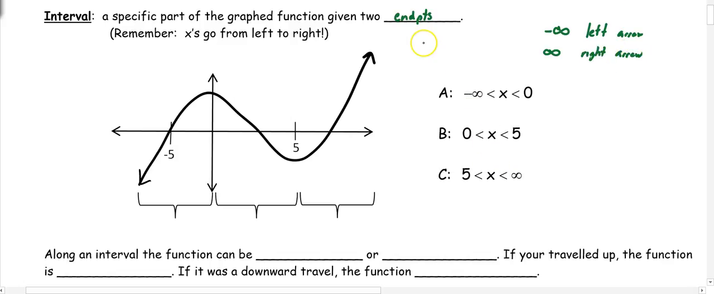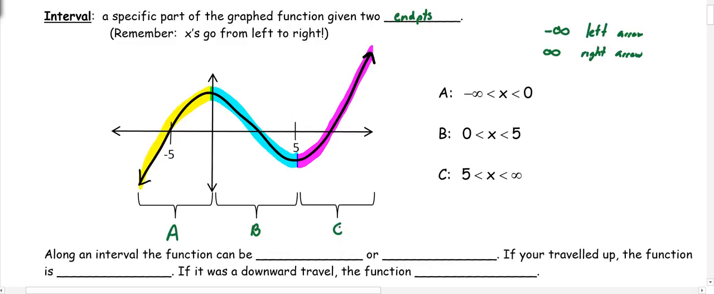So we want to look at the intervals and put them together. So in this case, going from the left arrow all the way to 0, that would be our A. Then going from 0 to 5, that would be our B interval. And then the last interval, going from 5 to the right arrow, would be C, which is going from 5 to infinity.